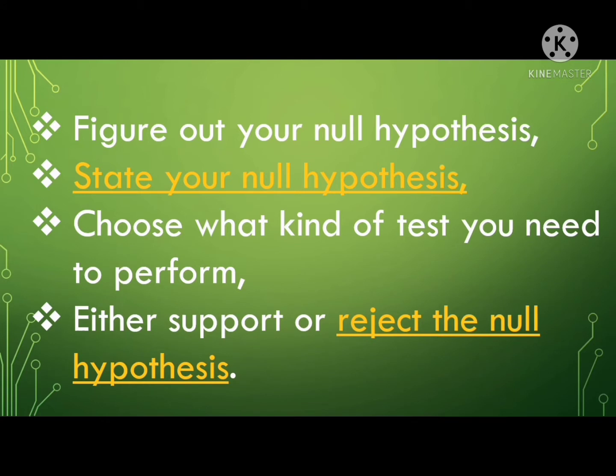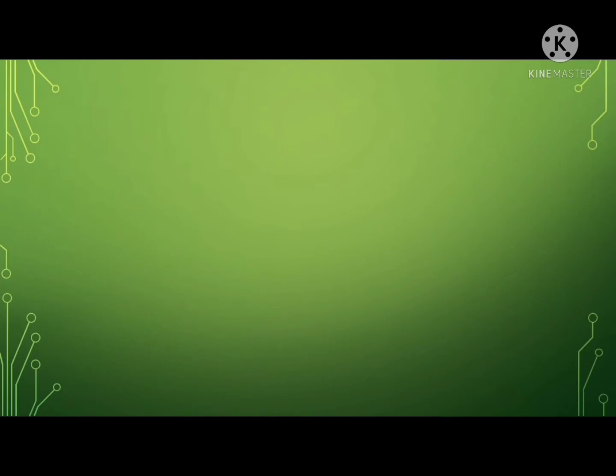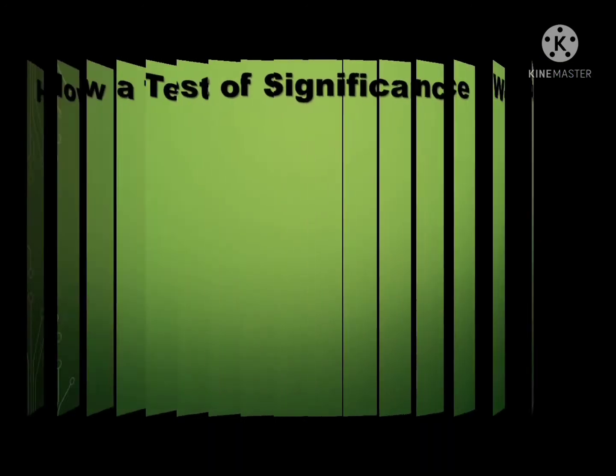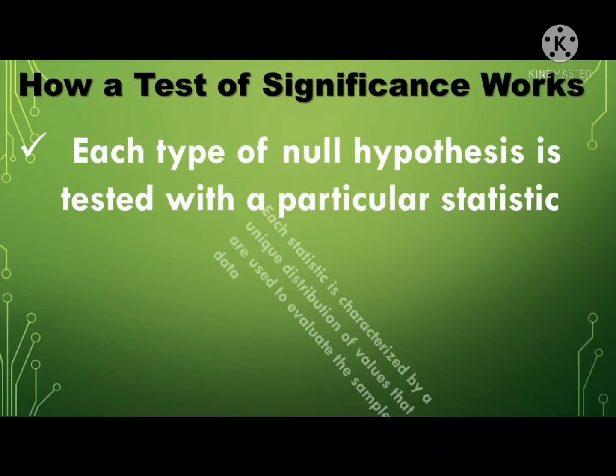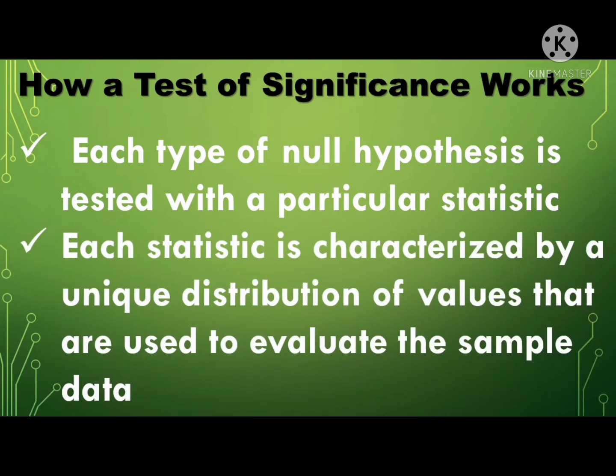State your null hypothesis. Choose what kind of test you need to perform. Either support or reject the null hypothesis. Test of significance works. Each type of null hypothesis is tested with a particular statistic. Each statistic is characterized by a unique distribution of values that are used to evaluate the sample data.